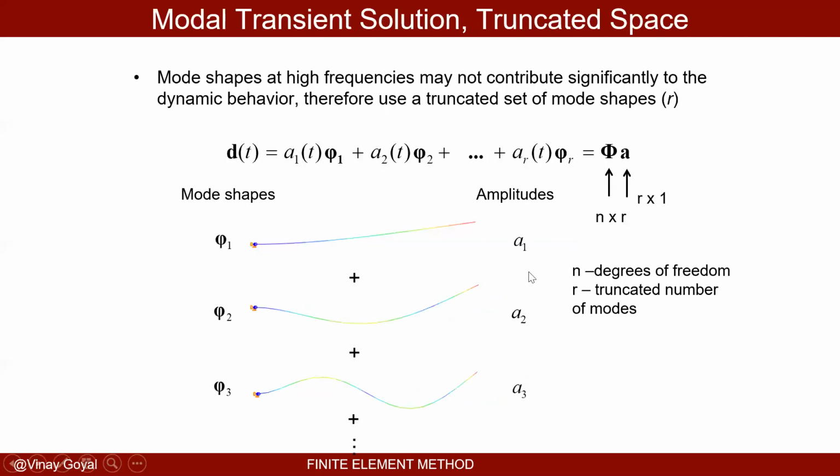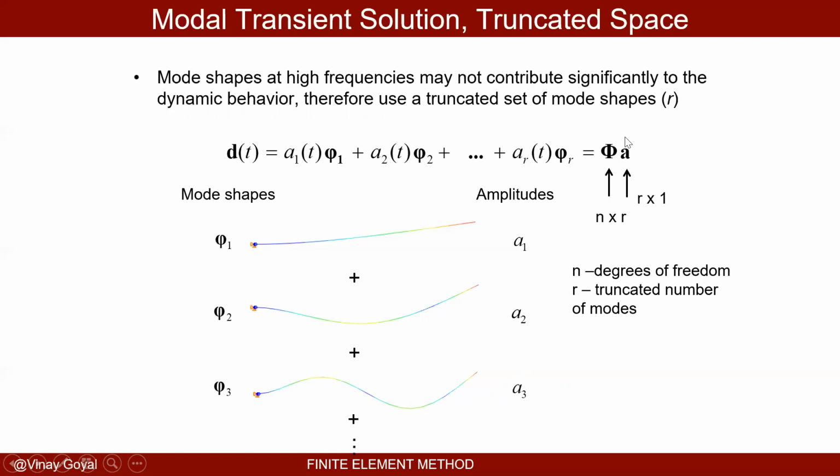I'm going to truncate. Instead of considering all n degrees of freedom, I'm going to consider just R of them. So I'm going to truncate the number of mode shapes to just R. Out of a million, I'll consider 10. So this becomes a million times 10 in terms of the size of phi bold, and A bold becomes just 10 of them that I don't know.